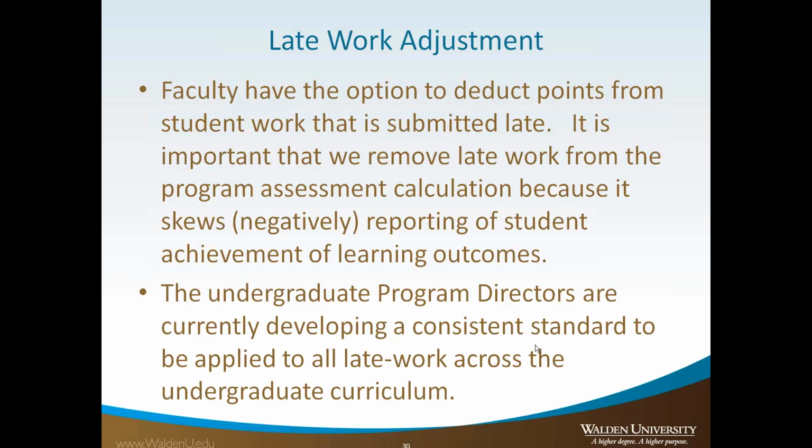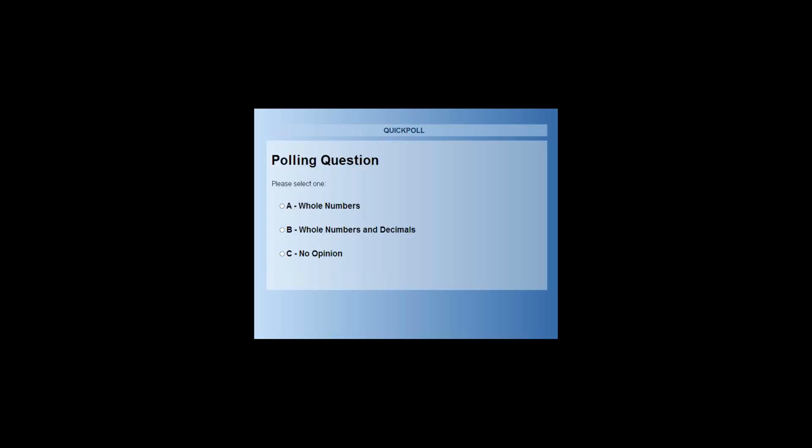Let's go on to the next slide, Lita. I do have that polling question. I don't know if you want me to launch it now or after you go through the next slide. Let's go ahead and do the polling question. Okay, and I apologize about that. Here's the polling question. Do you prefer whole numbers when using a rubric, or whole numbers and decimals, or no opinion? You can just take a moment, please. You're all welcome to vote on this.